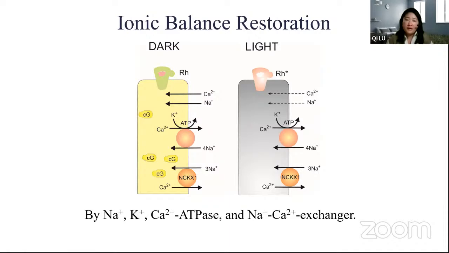And as we remember, the majority of cation flux into the cells is calcium and sodium. The ATPase can pump out the calcium, but still more sodium comes in.